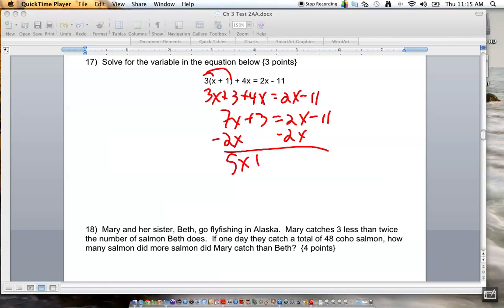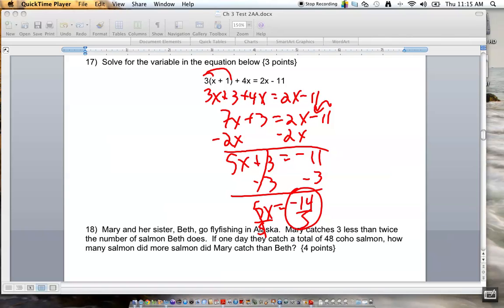So that gives me 5x plus 3 equals negative 11. Be very careful that you don't forget that negative. A number of kids forgot the negative. Now I have to do minus 3. 5x equals negative 14. Divide by 5. That's my answer.